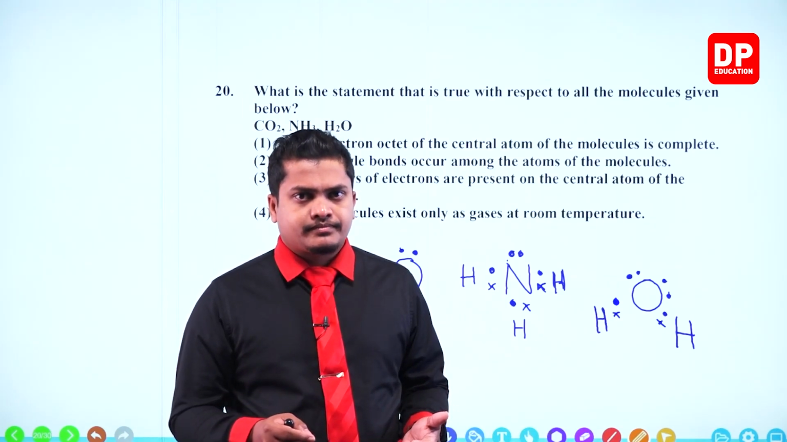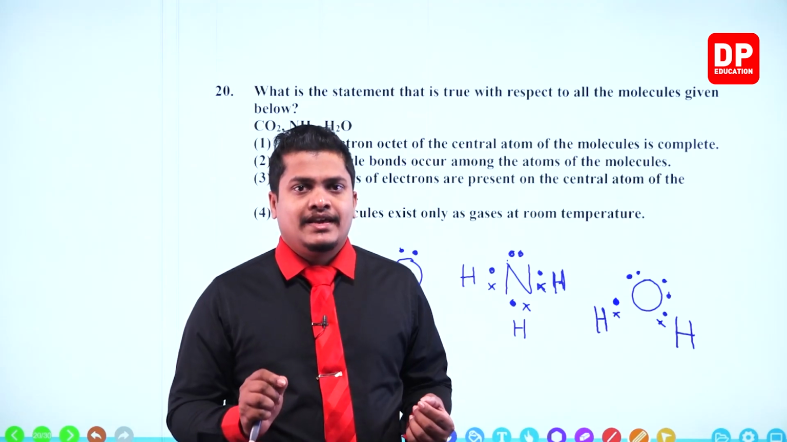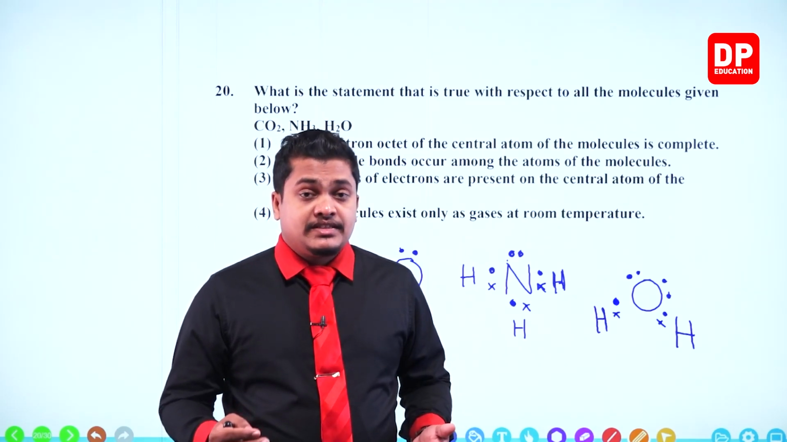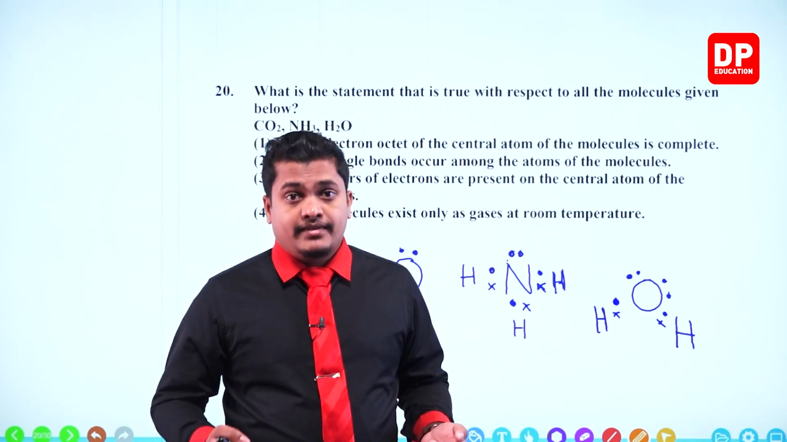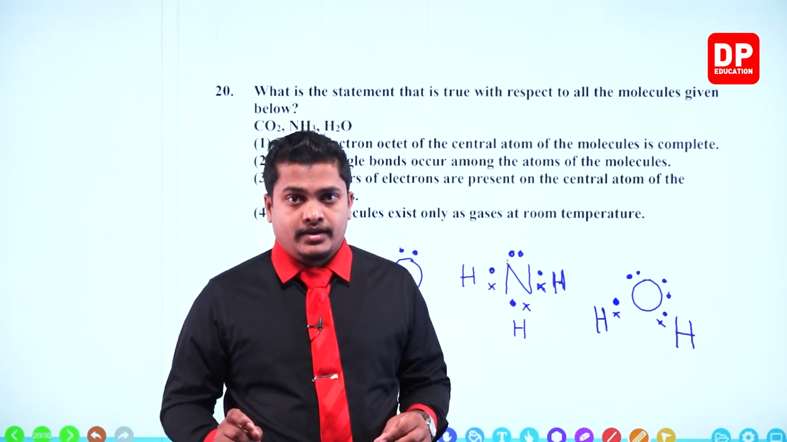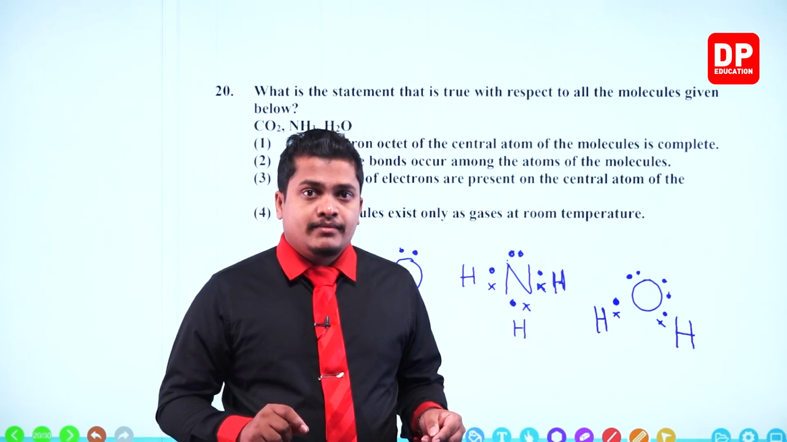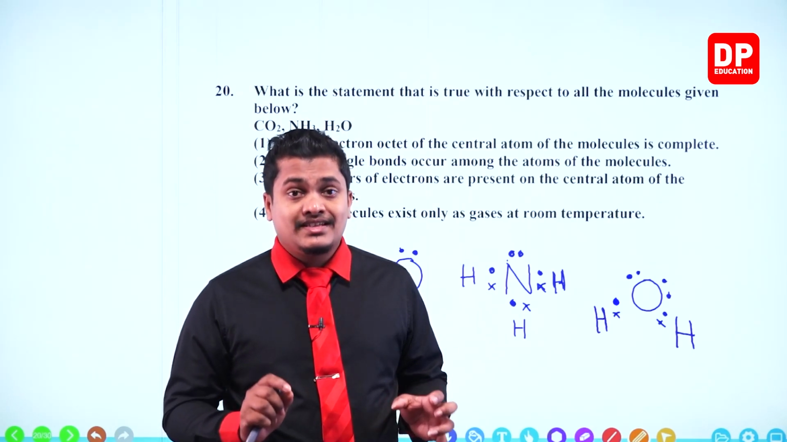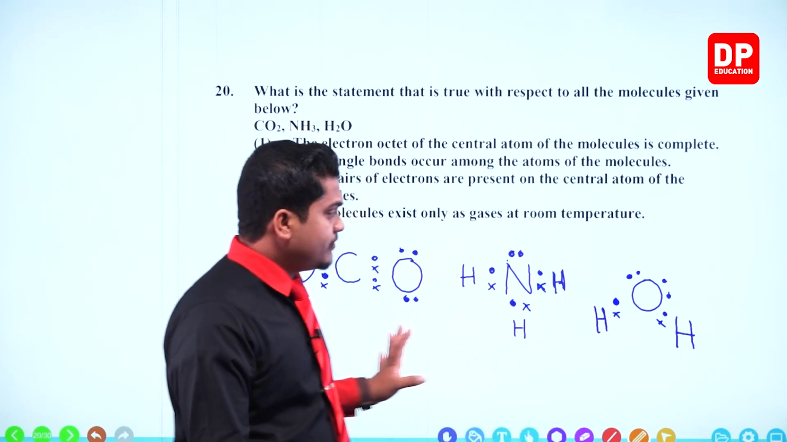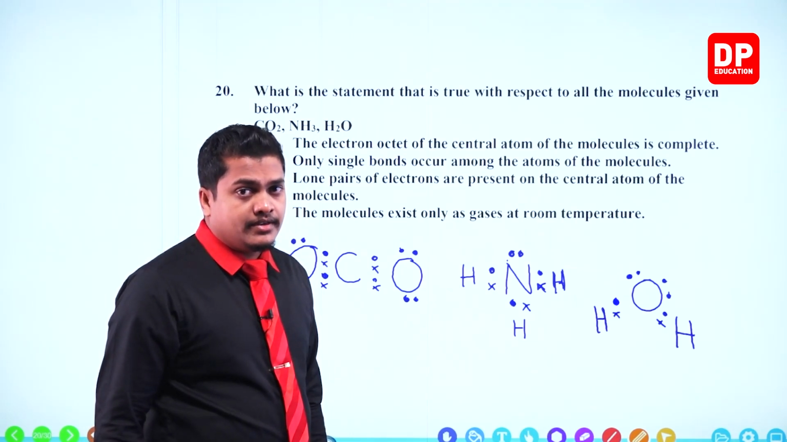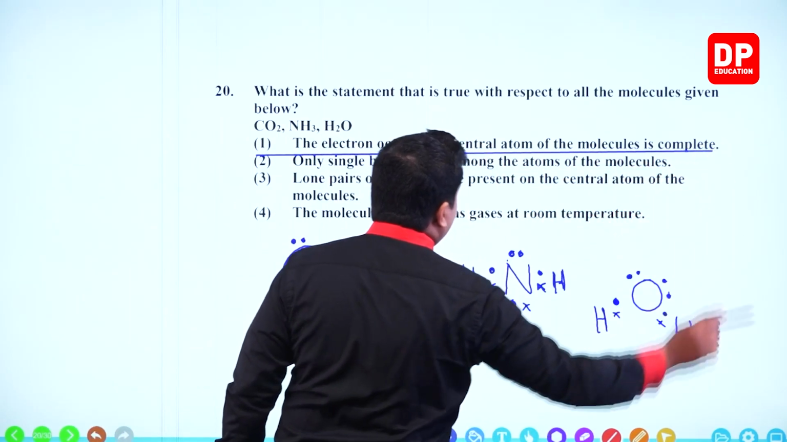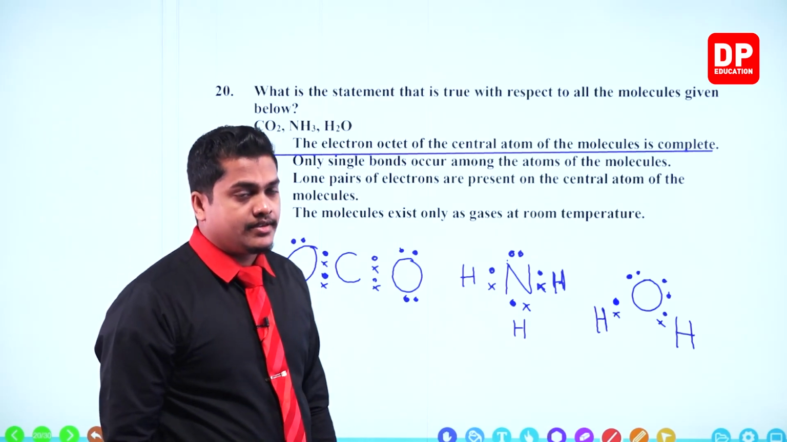within the covalent bonds. There are some rare occasions like PCl5 and AlCl3, aluminum chloride. In those occasions, the octet is not getting completed. Actually, in PCl5, it goes way beyond the octet. Around the central atom, there are 10 electrons in phosphorus pentachloride. Then in aluminum chloride, there are only 6 electrons. So there are some special cases where the octet is not completed, but within these molecules, my dear children, the octet is completed. So our answer should be: the electron octet of the central atom of the molecule is complete.